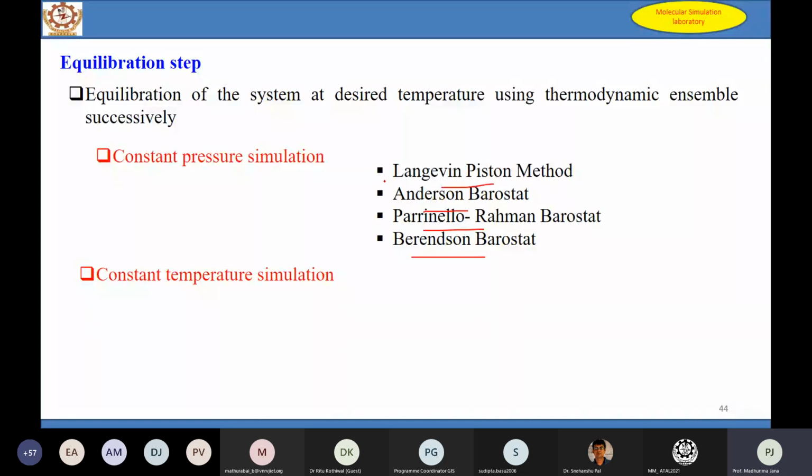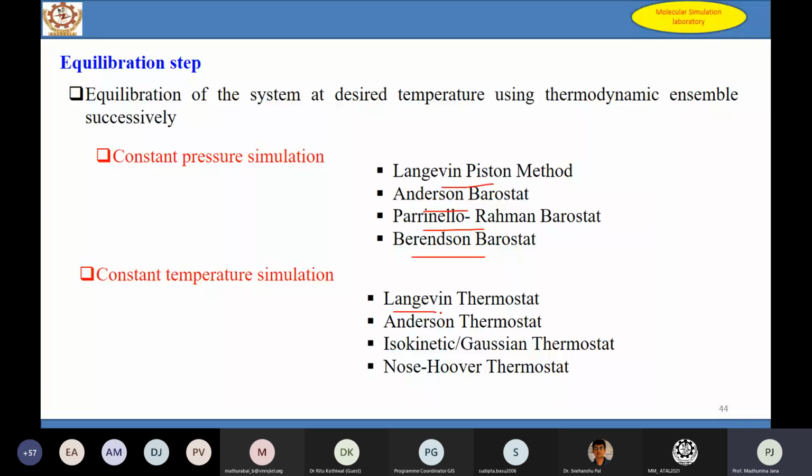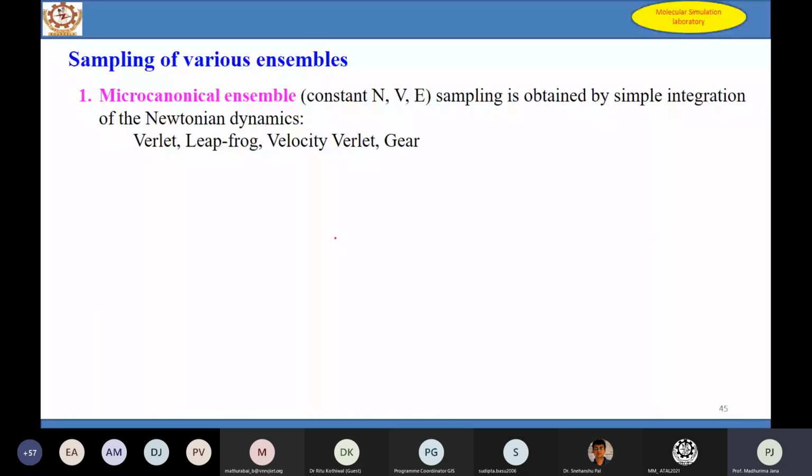These algorithms will control the pressure of your system, whatever pressure you are thinking to insert in your simulation. Then for constant temperature, you can use Langevin, Andersen, Nosé-Hoover. These are very popular thermostats which will determine the temperature of your simulation. It will act as a heat bath. And then sampling of various ensembles. As I told, you can take NVE, NVT, and all these statistical ensembles.